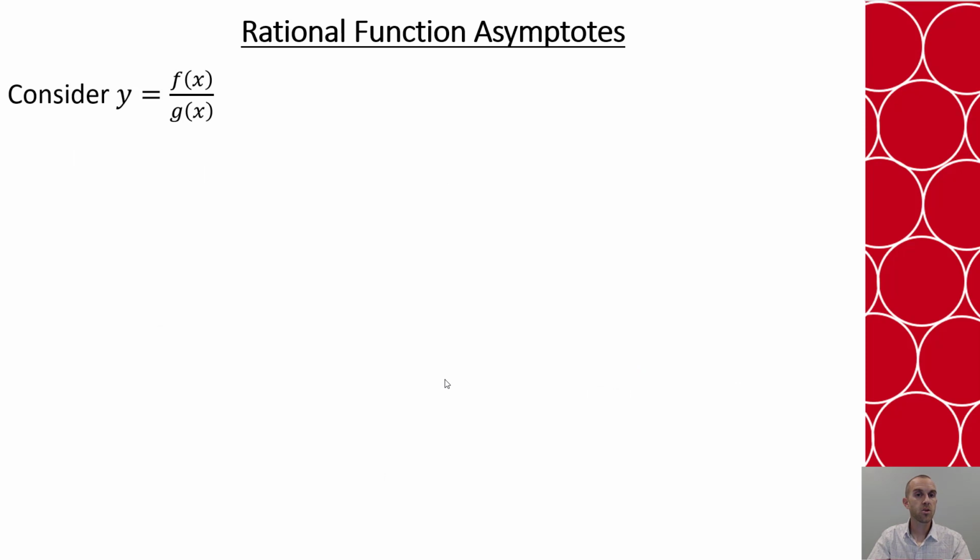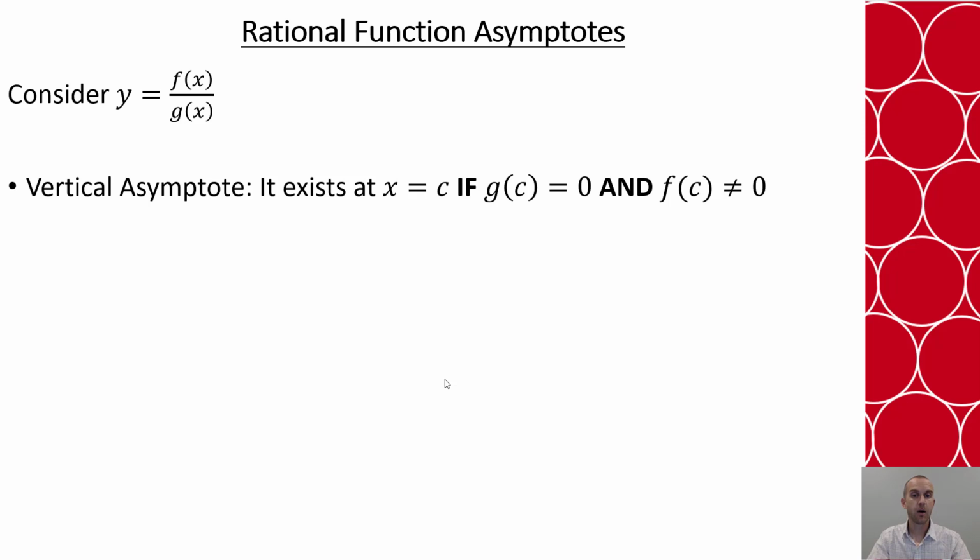So when we're looking at rational functions, we're often asked to find the asymptotes, both the horizontal and the vertical asymptotes. Now, the vertical asymptote is one that you've most commonly seen, which is I want to look for a value of x that when it is substituted into the g of x, it makes it 0, while the f of x function does not equal 0 at that specific point.